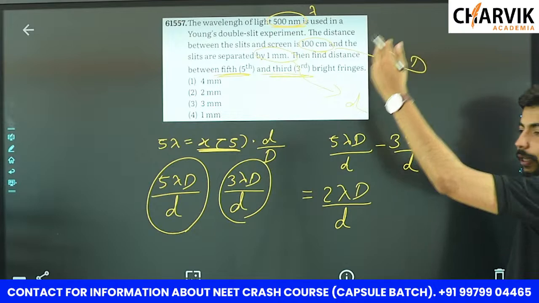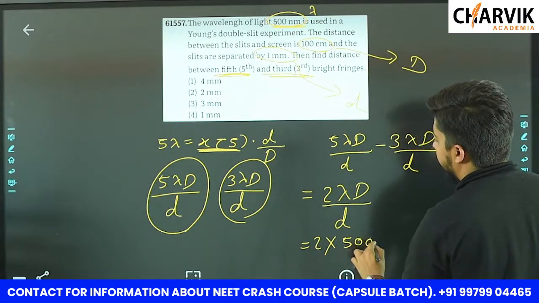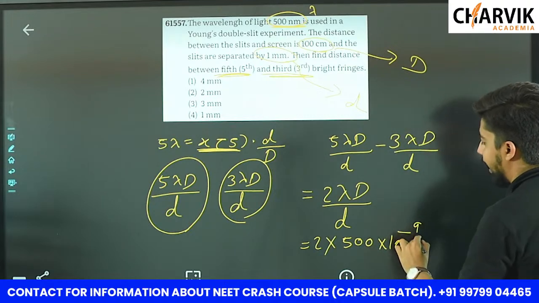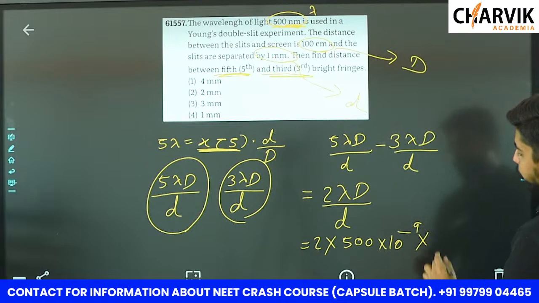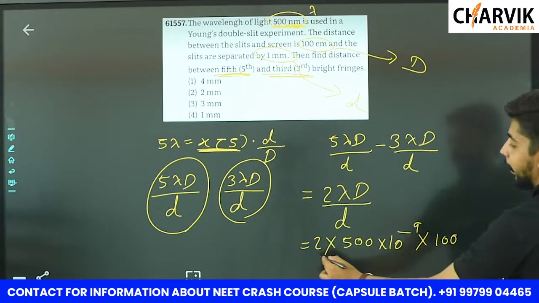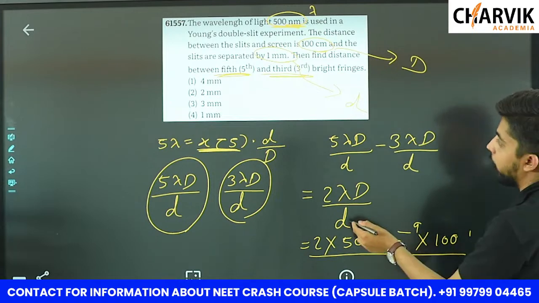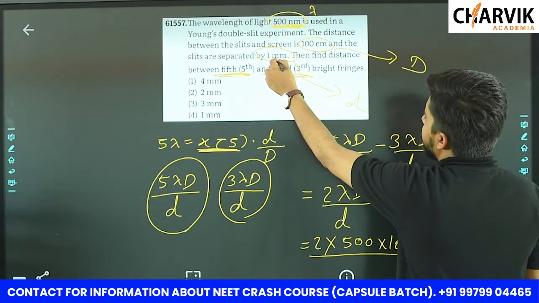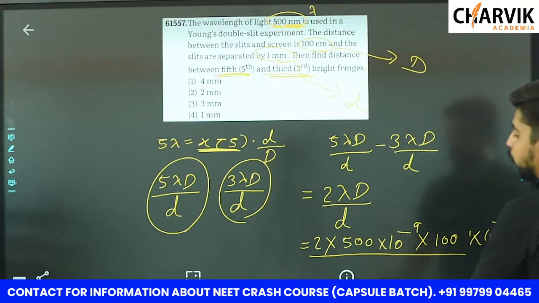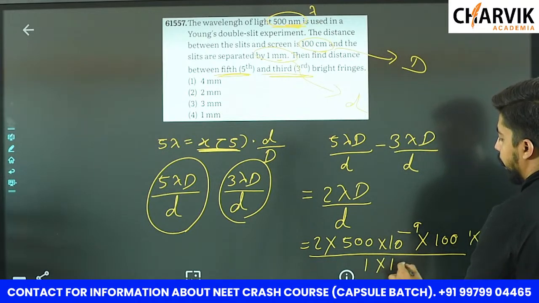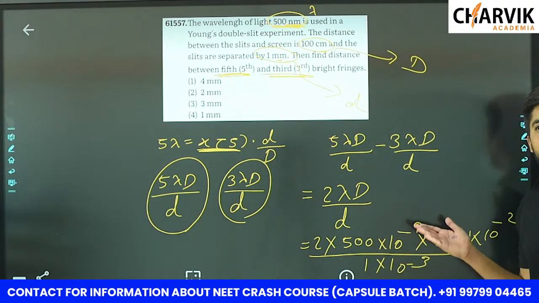All the values are given in the question. It will be 2 into lambda, which is 500 into 10 raised to minus 9, because it is given in nanometer. Then the value of capital D is 100, which I am writing as 10 raised to minus 2, because in the denominator the small d is given in millimeter, so we need to write it as 1 into 10 raised to minus 3. Again, you have the formula, and I have placed the values for you.